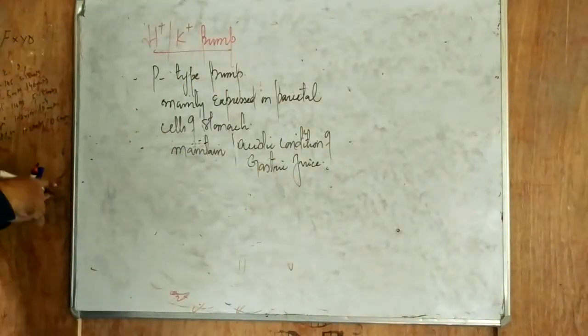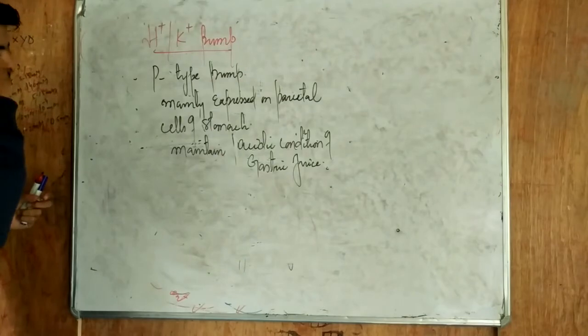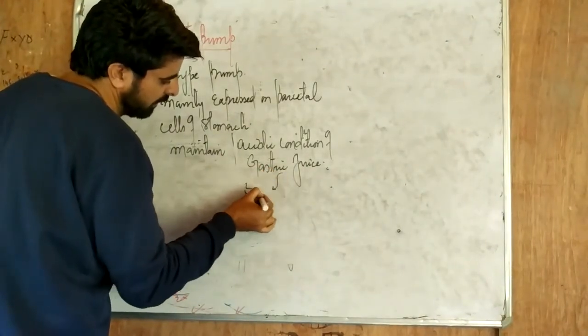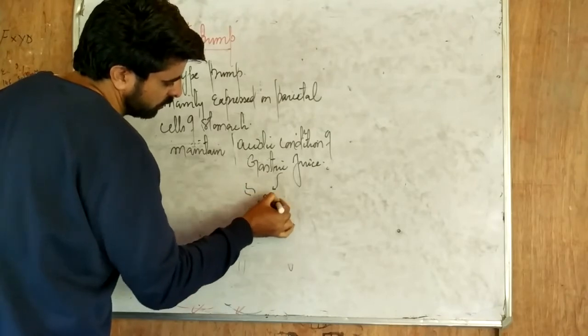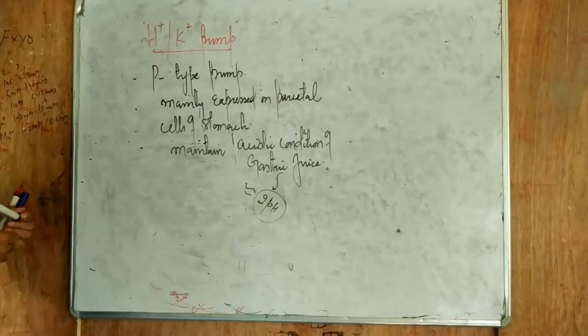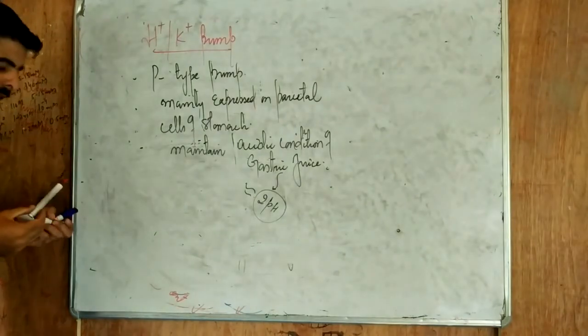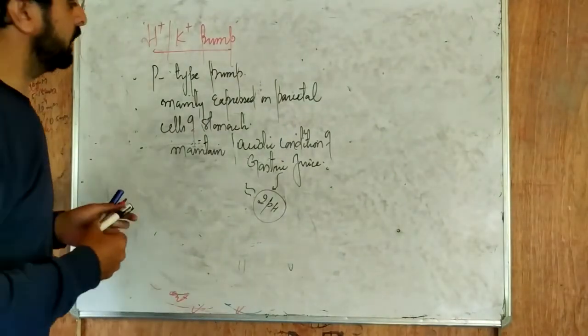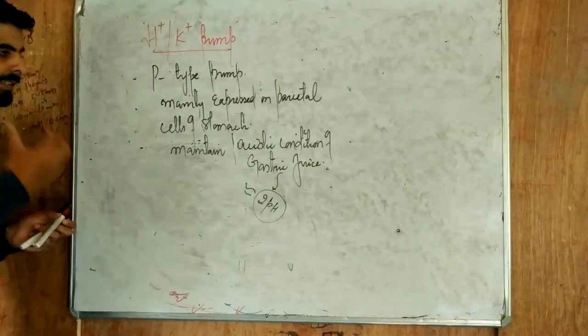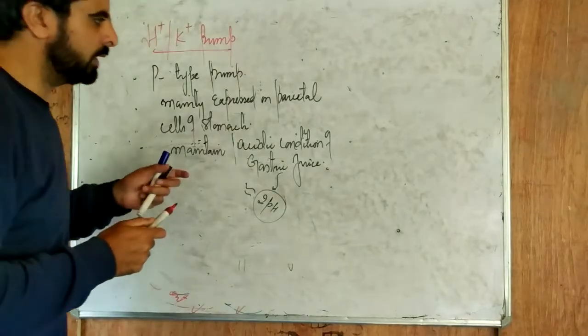What is the pH of gastric juice? It's approximately 2 on the pH scale. That is, it's strongly acidic because it is 2. It's not weak, it's strongly acidic. Now we'll see how it helps to create the acidic environment in gastric juice. Let's take one of the cells.